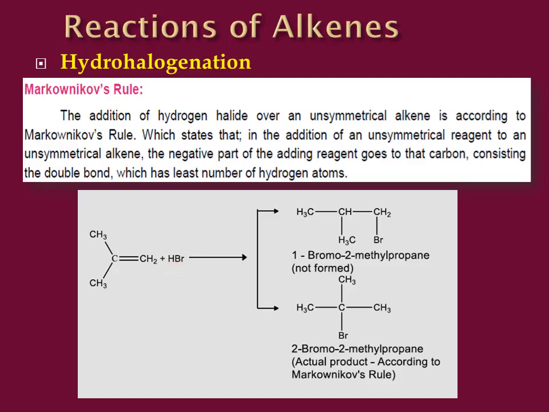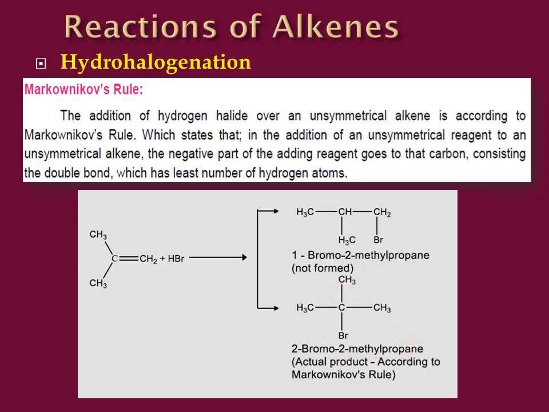Because if you cleave this bond between hydrogen and bromine, you are not going to obtain equal or mirror images. Now as per the rule, the negative part of the reagent, which is this bromide ion, is going to add to that carbon of the double bond which has fewer hydrogen atoms. So this Br is going to add to this carbon atom instead of this CH2 group, which has more hydrogen atoms. As you can see in the product, 1-bromo-2-methylpropane is not formed because it is not according to the rule. Whereas 2-bromo-2-methylpropane is the actual product according to Markovnikov's rule.